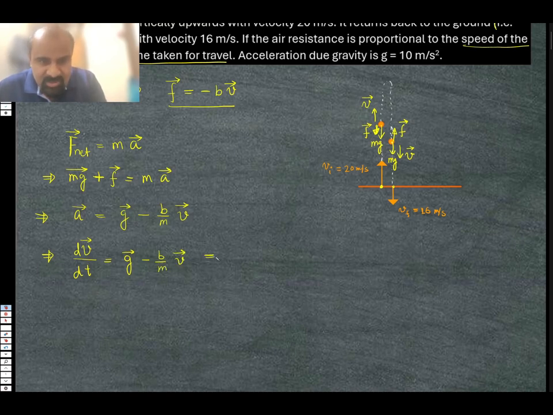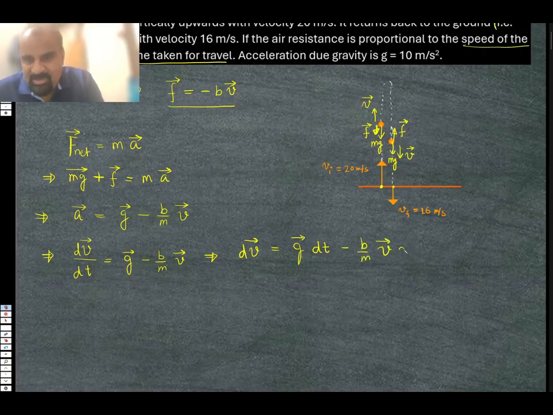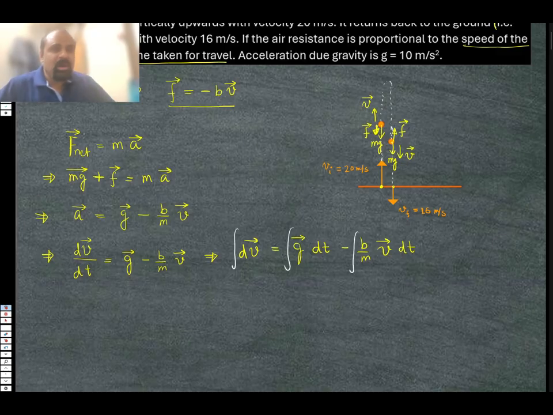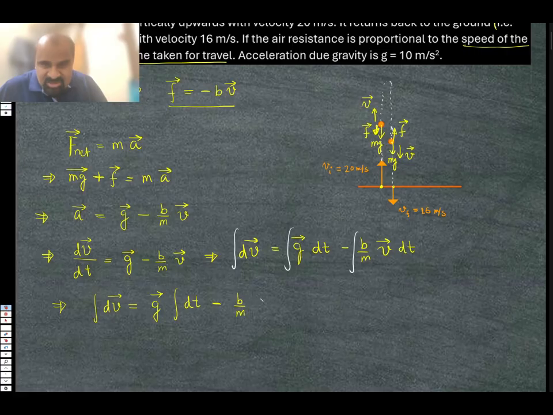Then I'm going to move dt on that side, so I'll get dv vector is equal to g vector dt minus b by m v vector dt, and then I'm going to put integration sign. Okay, now let me write it once more. So integration of dv vector is equal to g vector, which is a constant, so it comes outside, integration of dt, and minus b by m is a constant, it comes outside this integration, so integration of v vector dt.